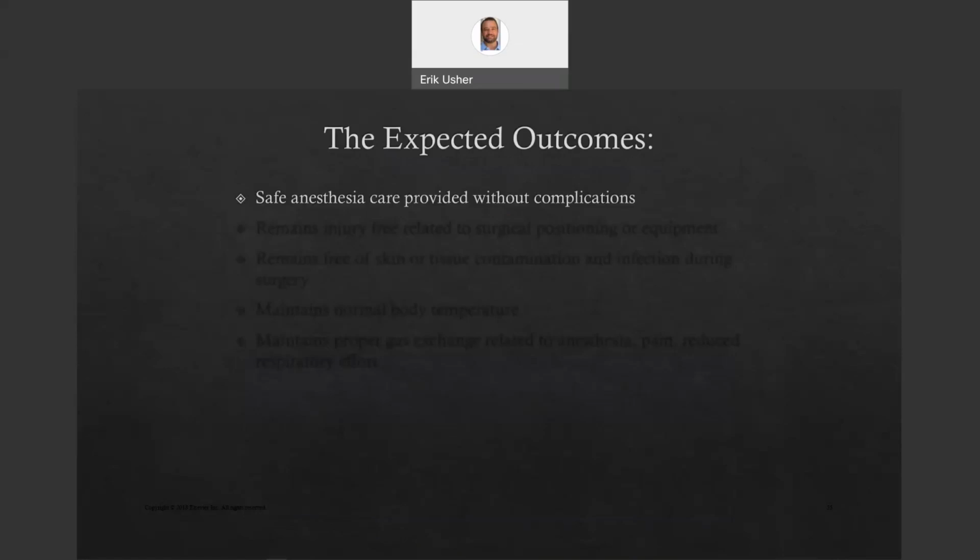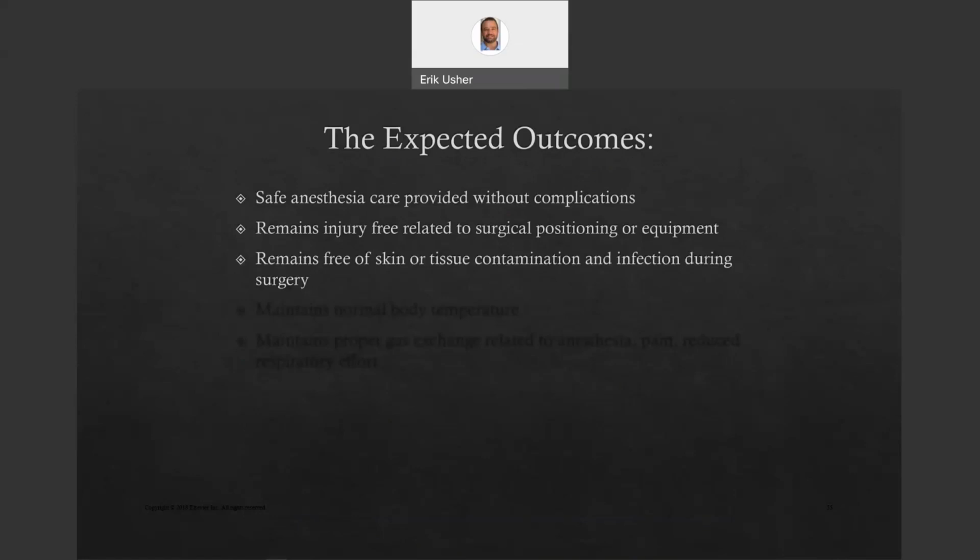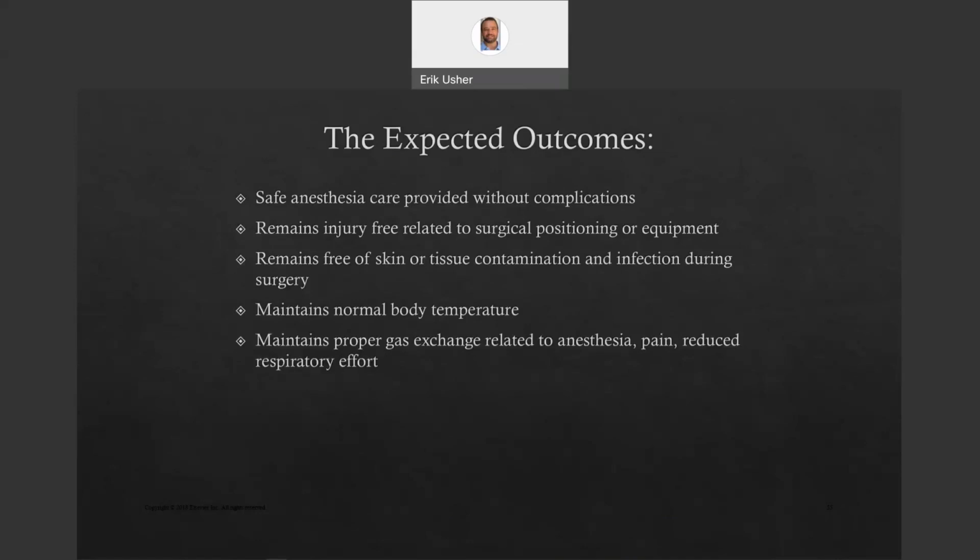So the expected outcomes, we want safe anesthesia care provided without complications. That's always the goal. Remain injury-free related to the surgical positioning or equipment. Remain free of skin or tissue contamination and infection during the surgery, and maintain the normal body temperature. That's a huge one. We bring them to the PACU. The first thing we're checking is that temperature. Matter of fact, anesthesia is held accountable for that. And we want to maintain proper gas exchange related to anesthesia, pain, reduction of respiratory effort.